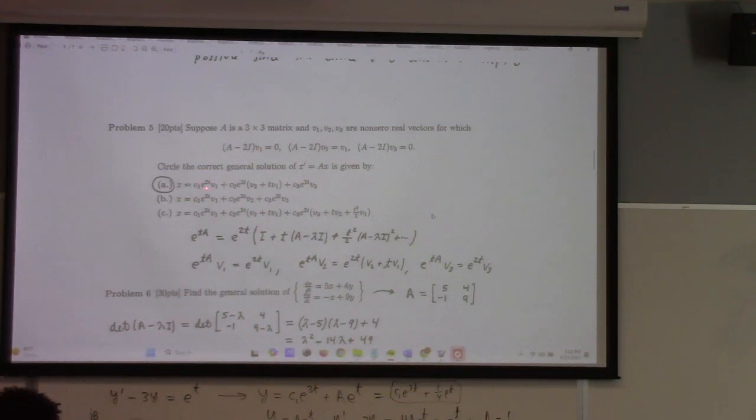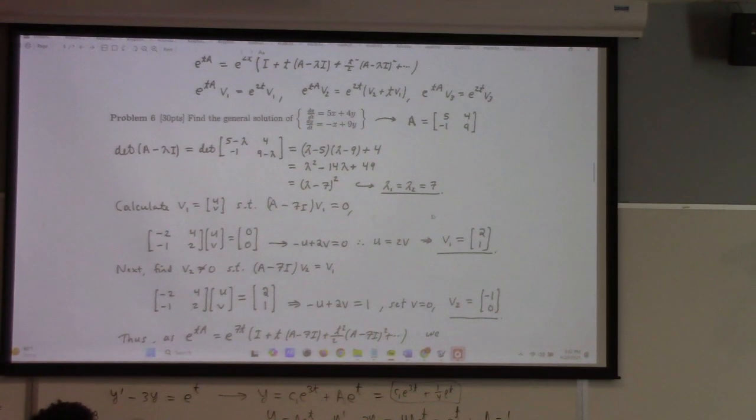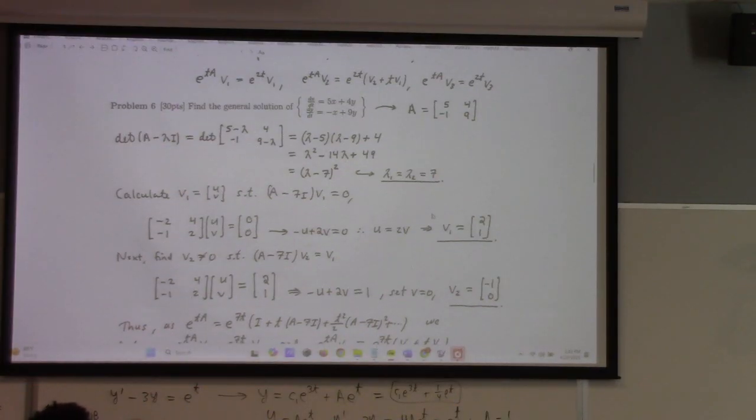C1 e to the 2t v1, my eigensolution. C3 e to the 2t v3, my other eigensolution. And then the one in the middle we get from the magic formula, concatenating, if we put lambda equal to 2. That's the kind of solution that comes from that, which I show down here. As a general rule, I do not give partial credit for the multiple choice questions, just so you know.